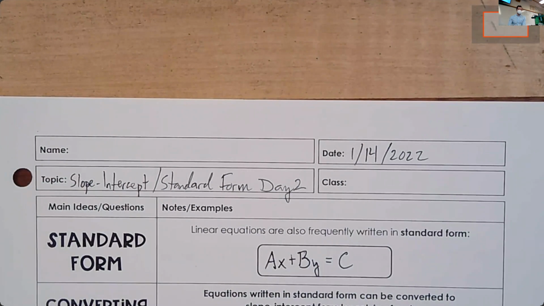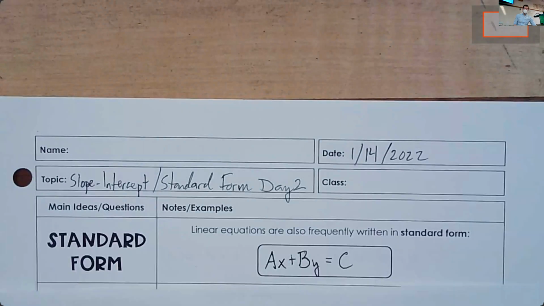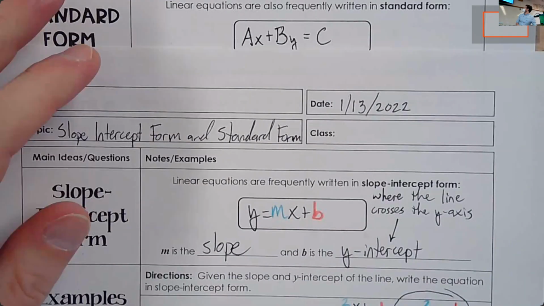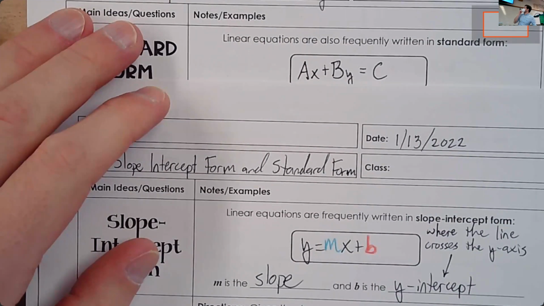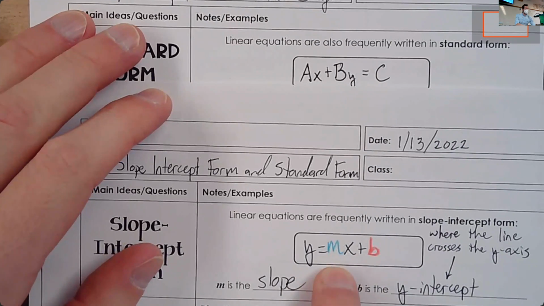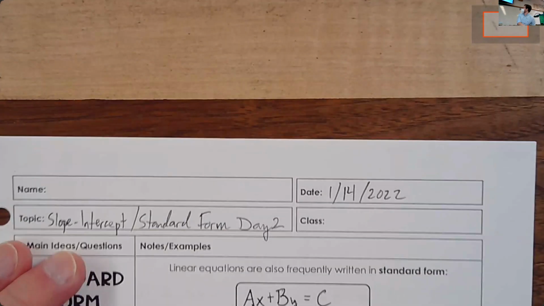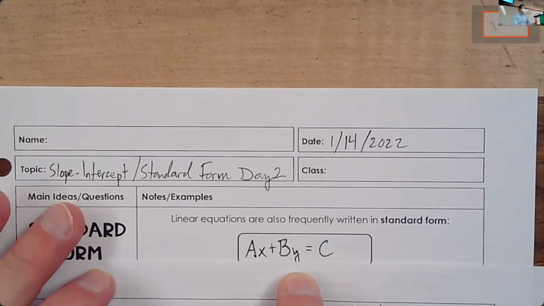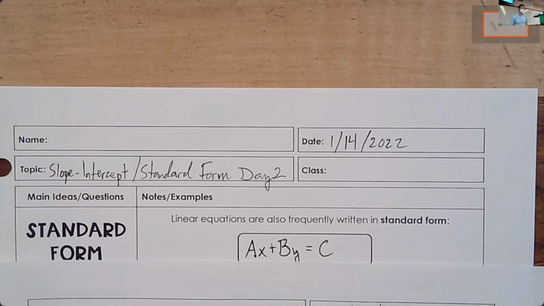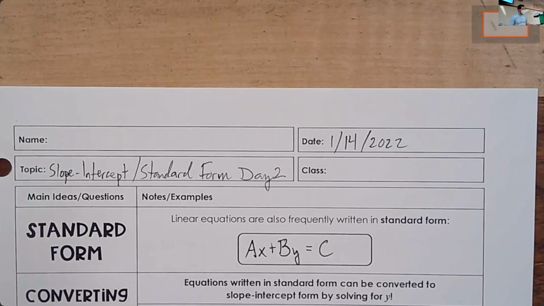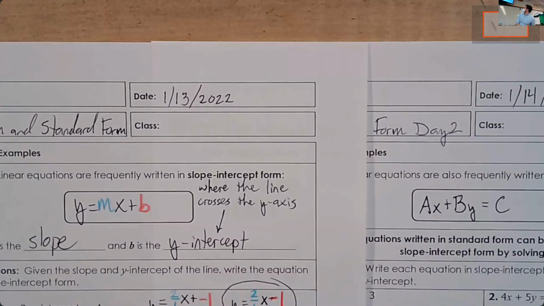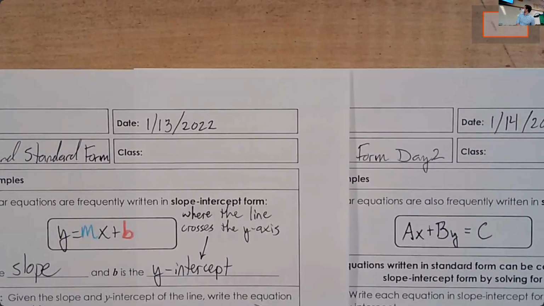Really the only similarity between yesterday's notes and today's notes is the fact that we have x and y in the formula. Yesterday, y equals mx plus b, we had x and y in the formula. Today, Ax plus By equals C, we have x and y in the formula. That's really the only similarity that we're going to see between those two. Let's do a side-by-side comparison real quick. So the similarities are the fact that x and y are there.